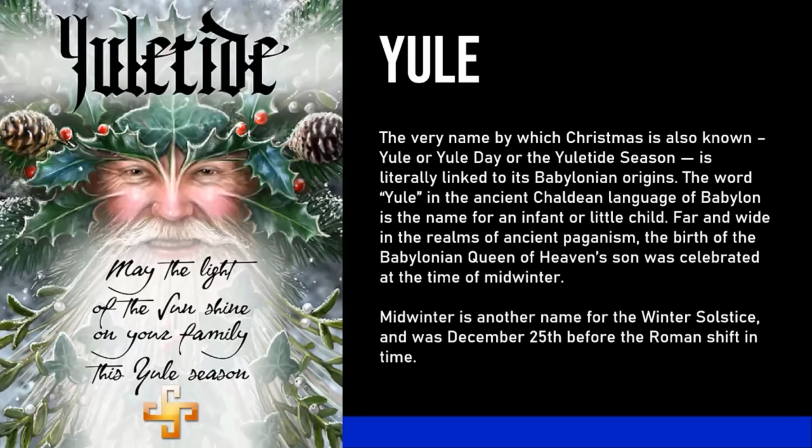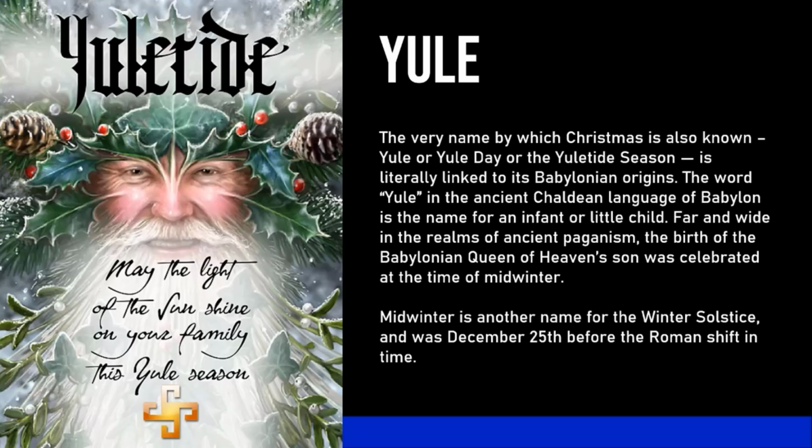The very name by which Christmas is also known, Yule or Yule Day or the Yuletide season, is literally linked to its Babylonian origins. The word Yule in the ancient Chaldean language of Babylon is the name for an infant or a little child. Far and wide in the realms of ancient paganism, the birth of the Babylonian Queen of Heaven's son was celebrated at the time of midwinter. Remember, midwinter is the solstice. Midwinter is, it says right here, another name for the winter solstice, and was December the 25th before the Roman shift in time.